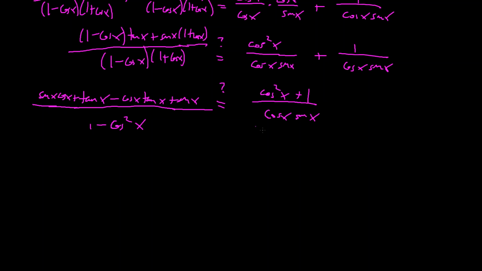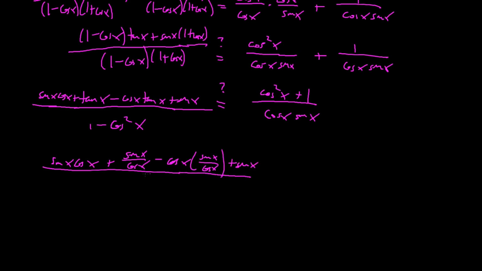I'm going to convert, so on the right side, I have everything in terms of sine and cosine, so I'm going to get rid of tangent here. So sine x cos x plus sine x over cos x minus cos x times sine x over cos x plus sine x. And on the bottom here, 1 minus cos squared x is going to be sine squared x. Cos squared x plus 1 over cos x sine x on the right. So this cos x will cancel this one here.